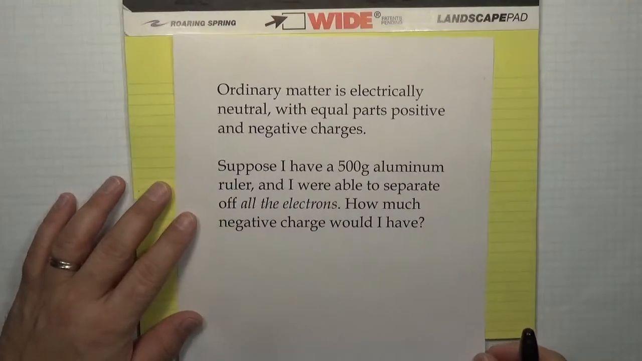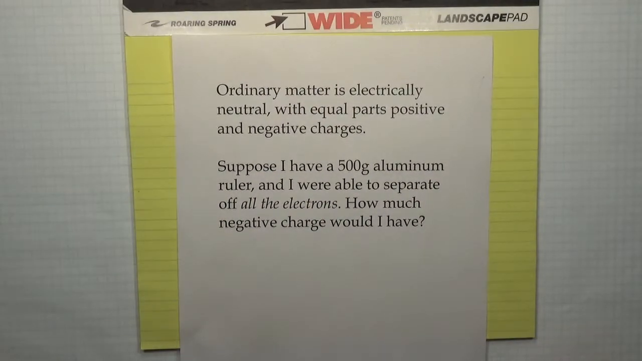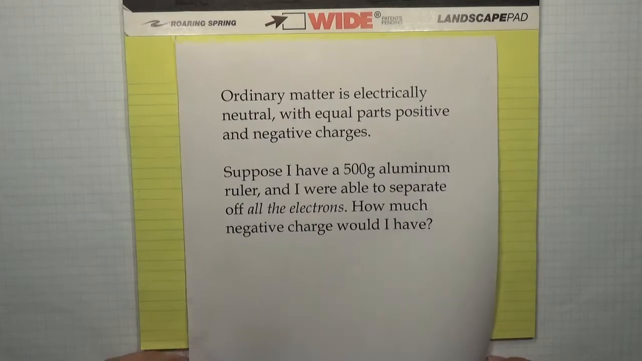Suppose I have an aluminum ruler that has a mass of 500 grams, and what I'd like to know is if I could separate off all the electrons in that ruler, how much negative charge would I have in my hand? You can do that problem in a number of ways, just like any problem that we do in class. There are a multitude of ways to do it.